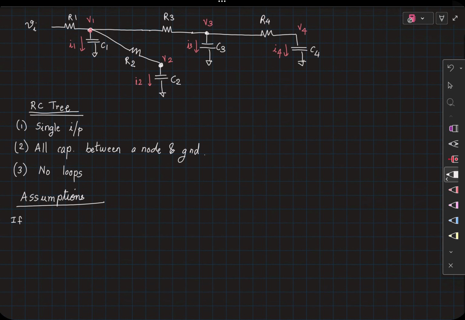So if your input Vi of t is of the form VDD into u of t, then we know that all the nodes in your network will approach VDD. Right? Eventually, all of these nodes V1, V2, V3, V4 are going to approach VDD. We are going to say that all nodes will approach VDD at their own rate.